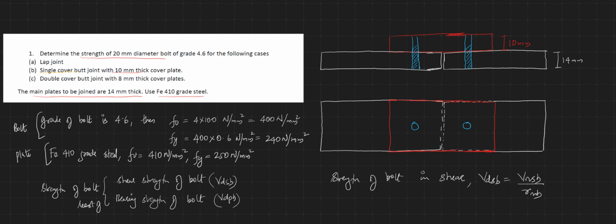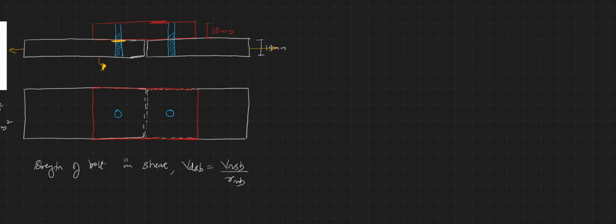Here also you could see there is only one shear plane cutting. When I am applying a force like this, if this gets cut, what happens? This particular plate will fail, and as a result I could say that the connection fails. Here I could write first, the shear strength of the bolt is VNSB divided by gamma MB.